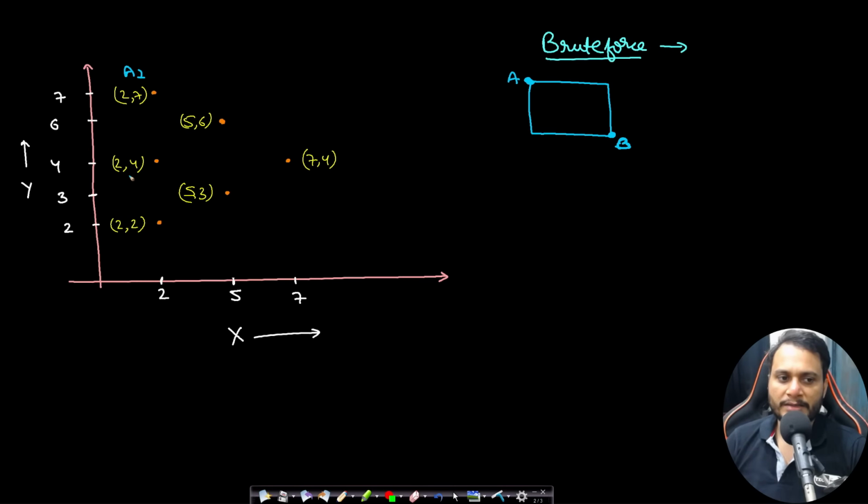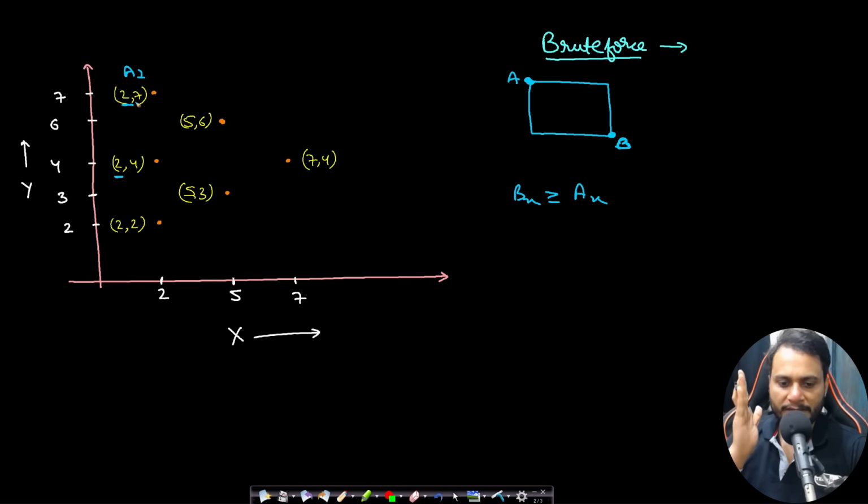So can I consider this point as B? Yes. How do I check if this point is actually valid or not? I should make sure that the x coordinate of B must be greater than or equal to the x coordinate of A.